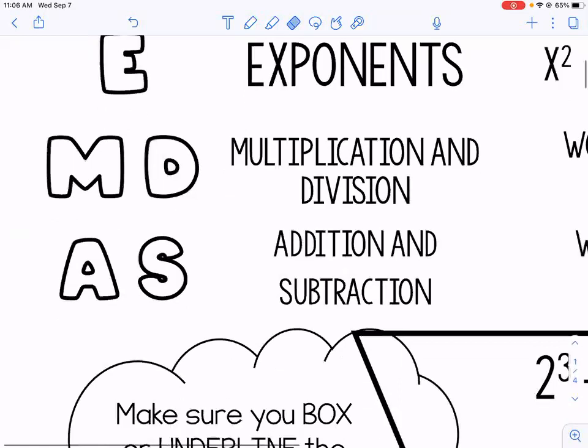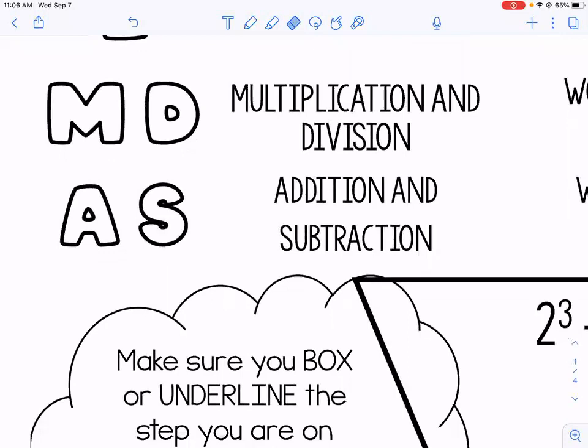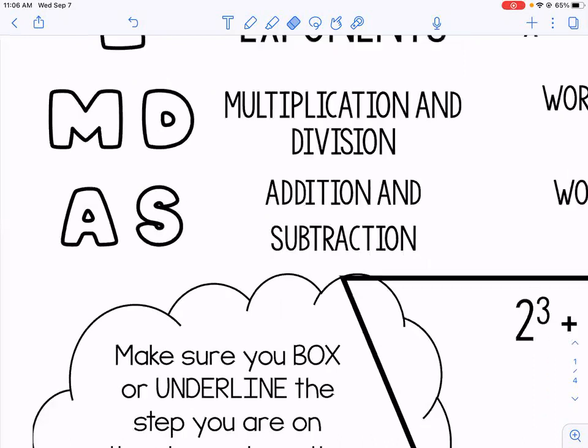Multiplication and division are tied. So if you have multiplication and division, then we just go left to right. Then after we've gotten all of that done, then we can add and subtract. And if you have more than one, we'll go left to right.